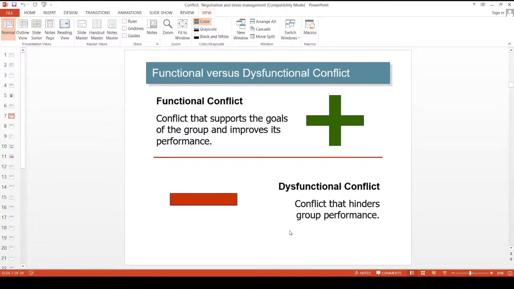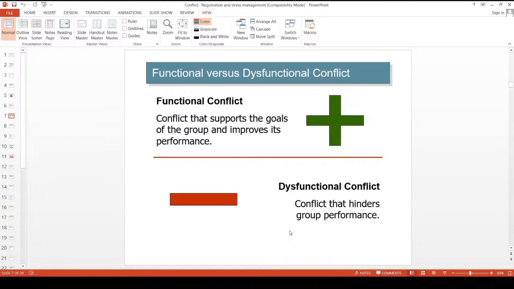One is functional conflict, which may also be termed constructive conflict. The other is dysfunctional conflict, which can be termed non-constructive conflict. So the conflict that supports the goals of the group and improves performance is the functional conflict, and that is again the interactionist viewpoint or the human relations viewpoint of conflict.